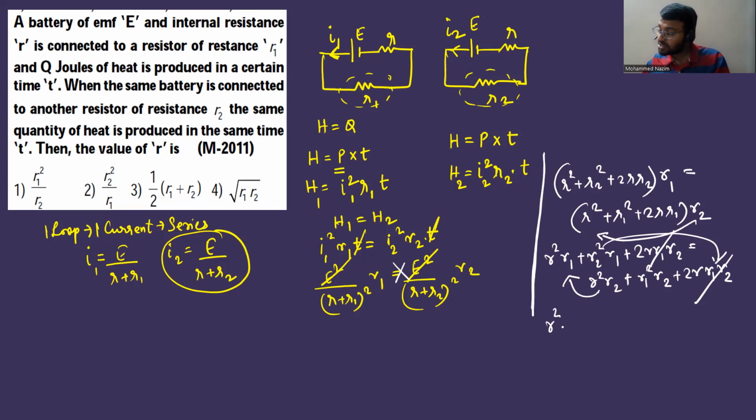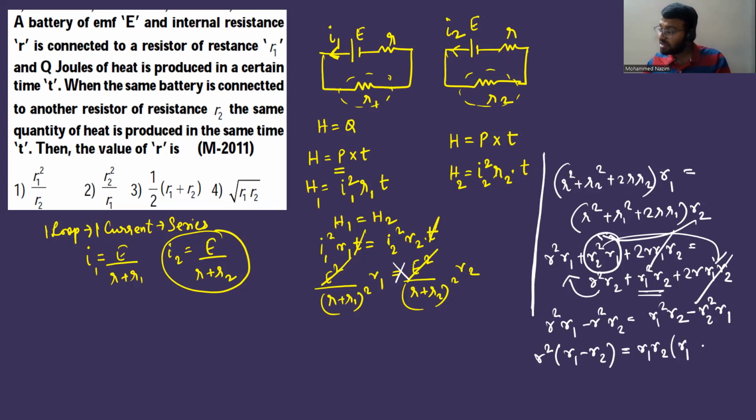So this will become R square R1 minus R square R2 equal to R1 square into R2, and this term R2 square R1 is coming to the right hand side as minus R2 square R1. From this I can take out R square common. I just group the like terms. R square into (R1 minus R2) equal to R1 R2 common. R1 R2 into, one R1 will remain and here one R2 will remain. You can see that this and this will cancel and you will get R square equal to R1 R2. This implies R equal to root of R1 into R2.